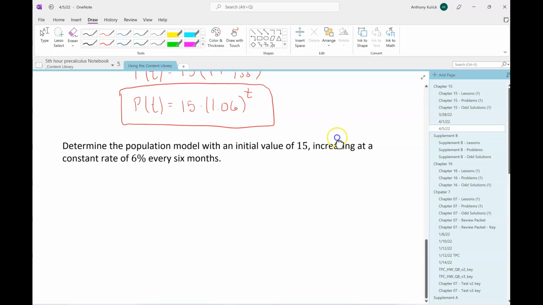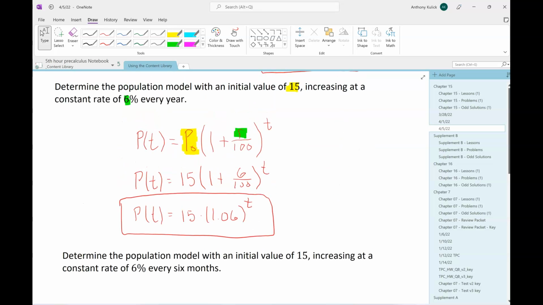Oh boy, Mr. Gulick, this sounds almost exactly the same as the other one. There is one important difference. What is the difference between this question and the previous one? You have to put 6 on, but it's every 6 months. Well, I'm not sure we want to do that. Well, it depends a little bit.